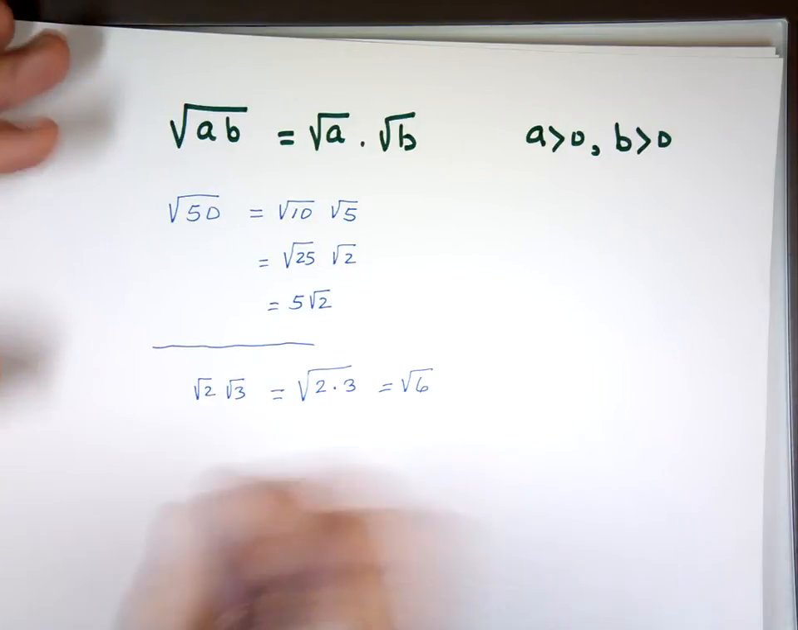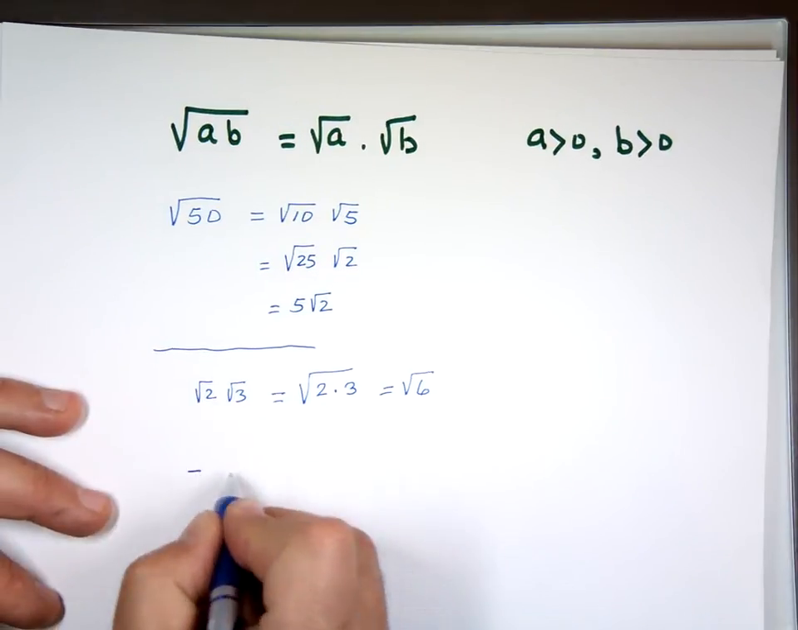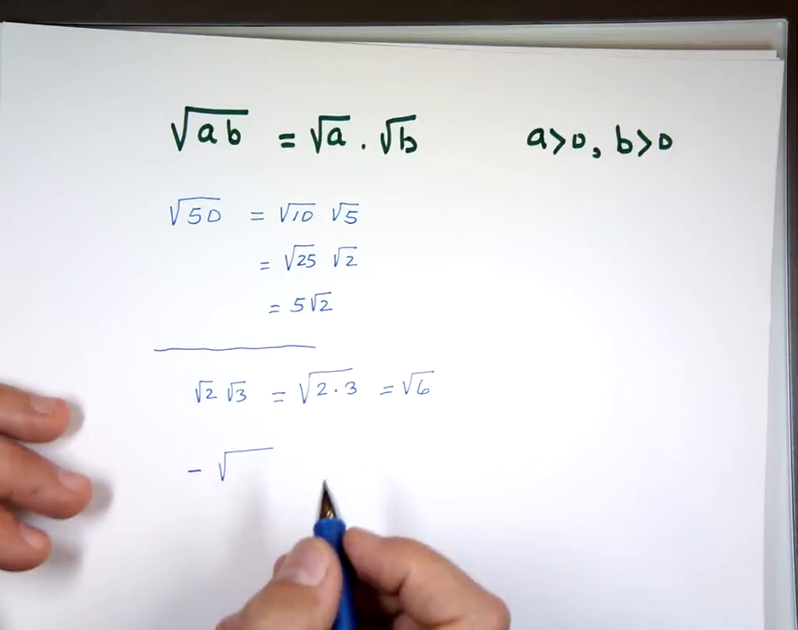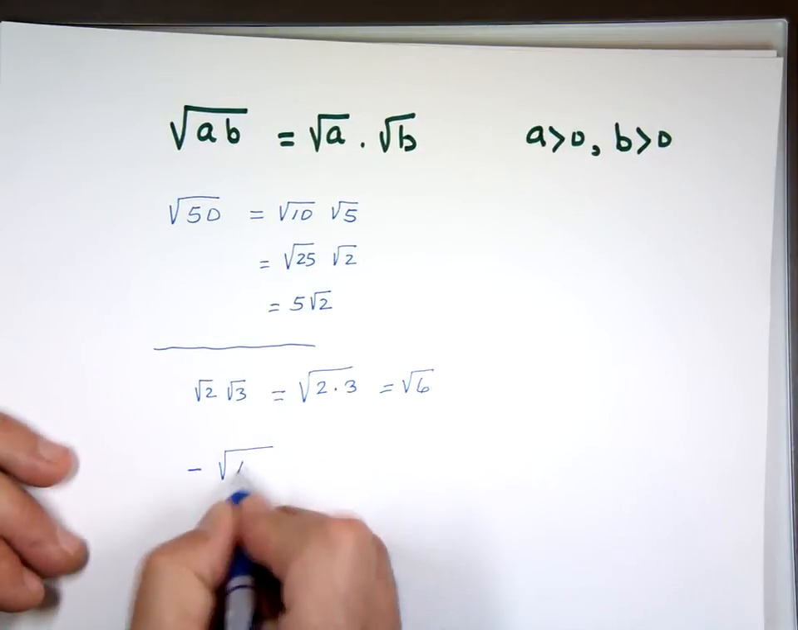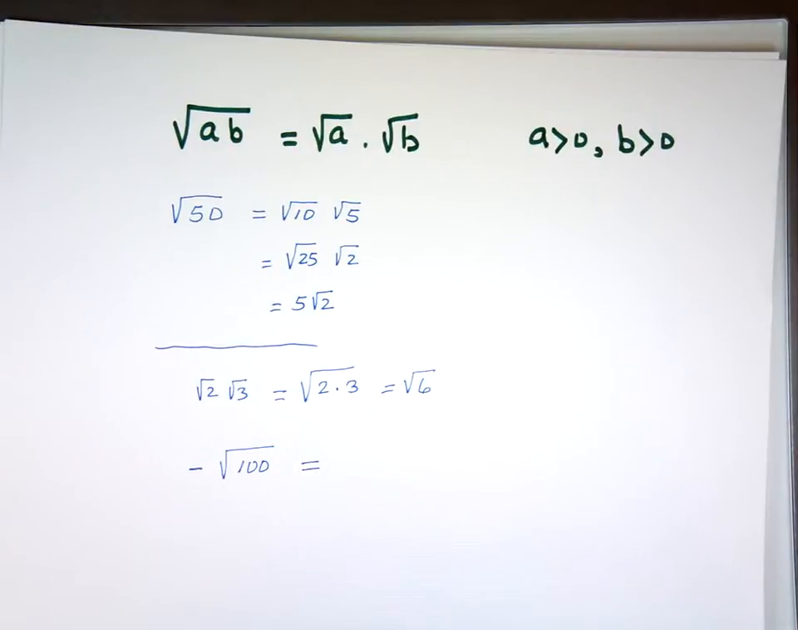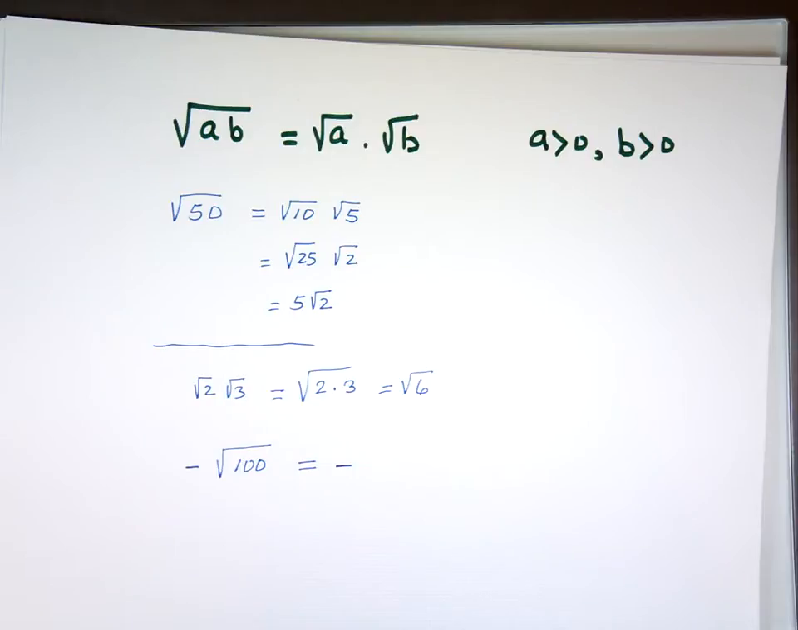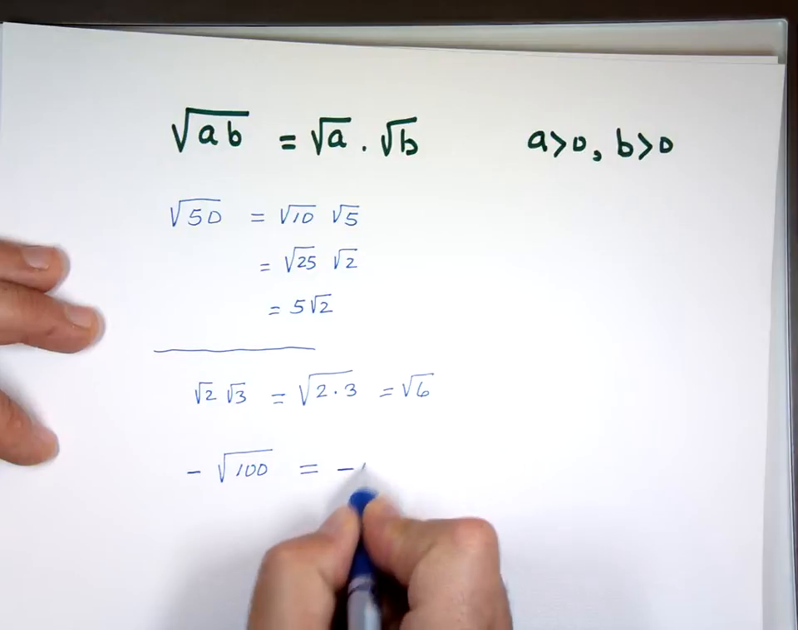If you have a minus sign outside the square root, that's fine. So let's say minus the square root of 100. Here's the minus sign sitting in the front. What is the square root of 100? 10. That's a negative 10.